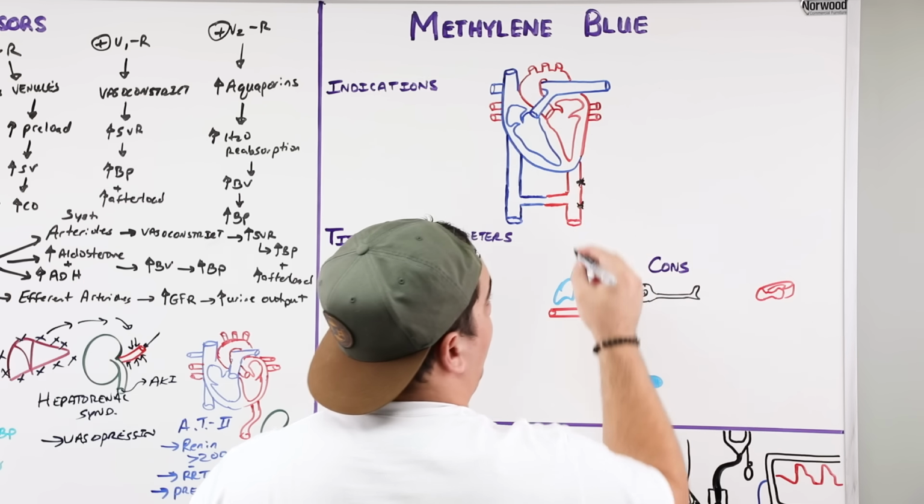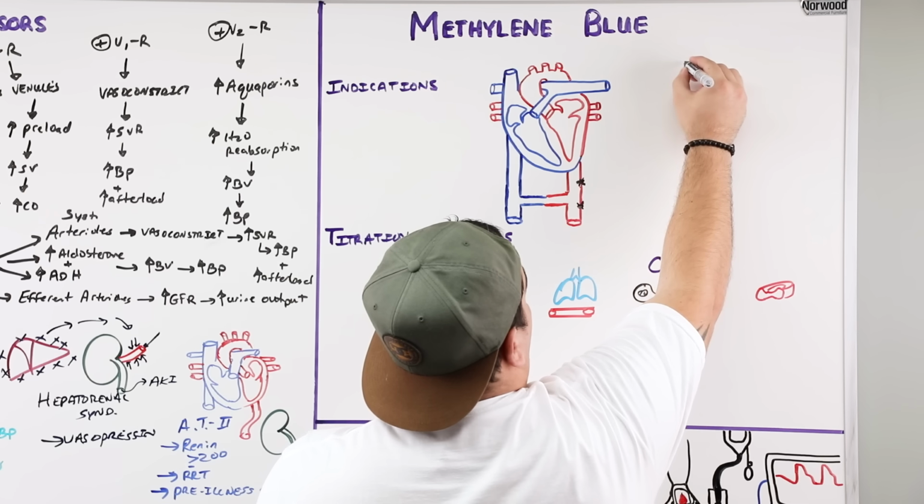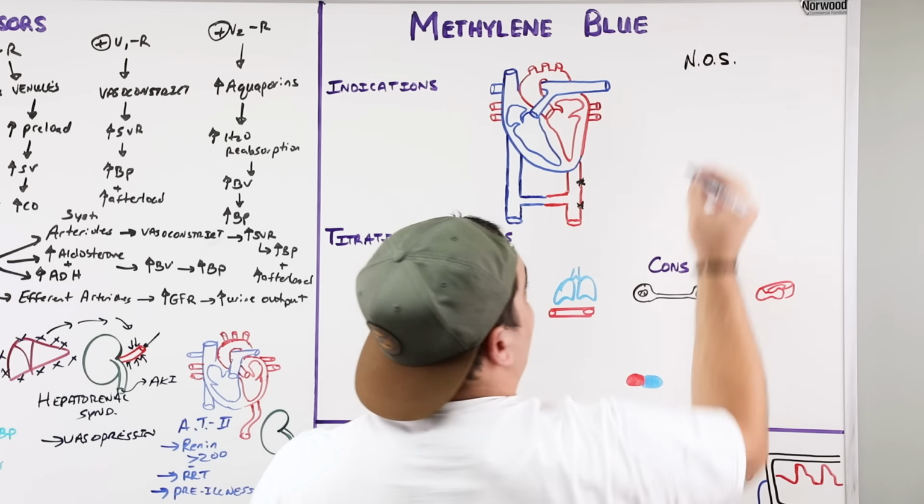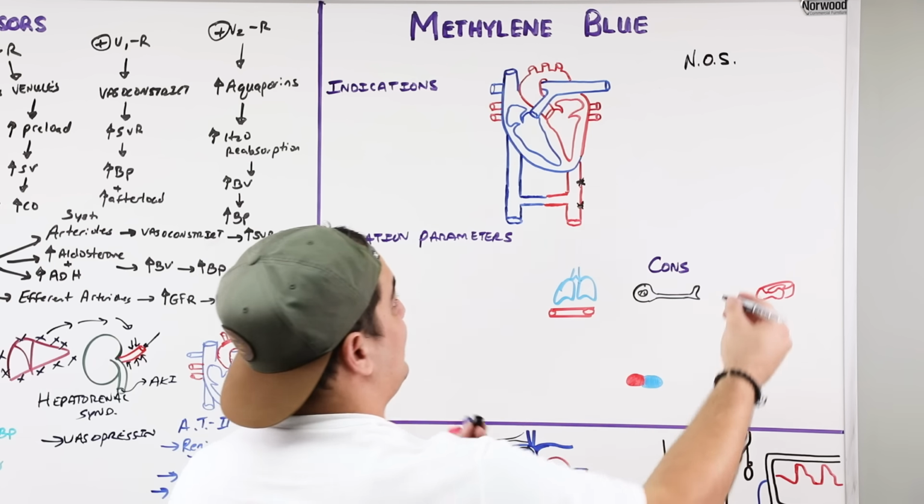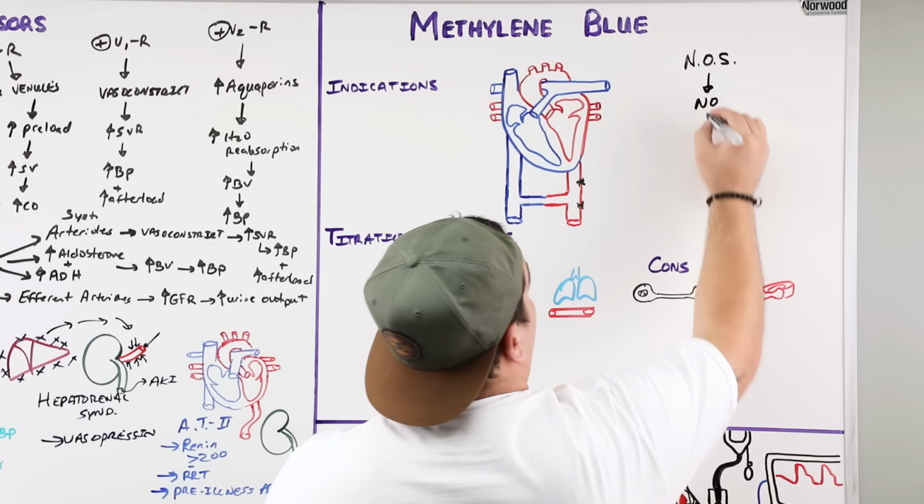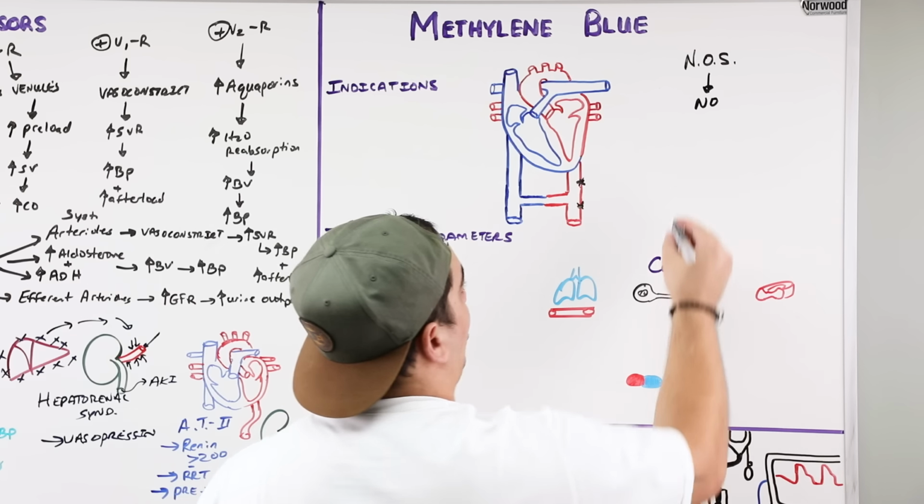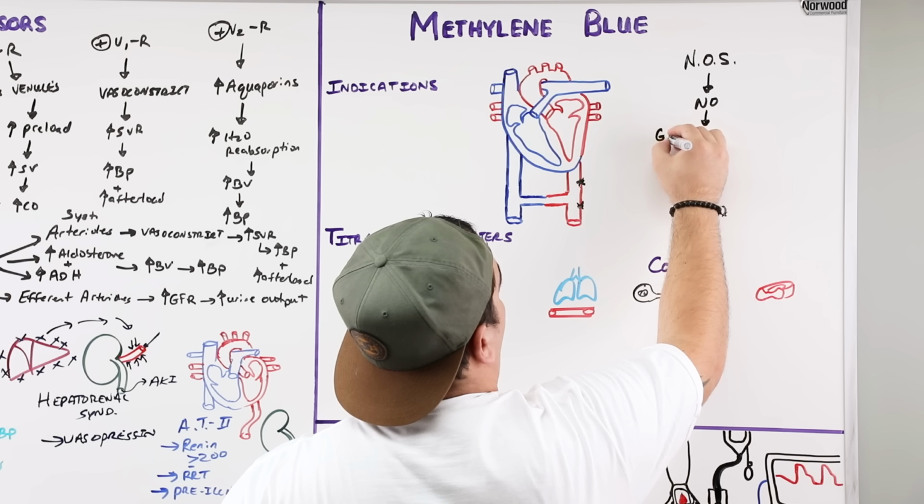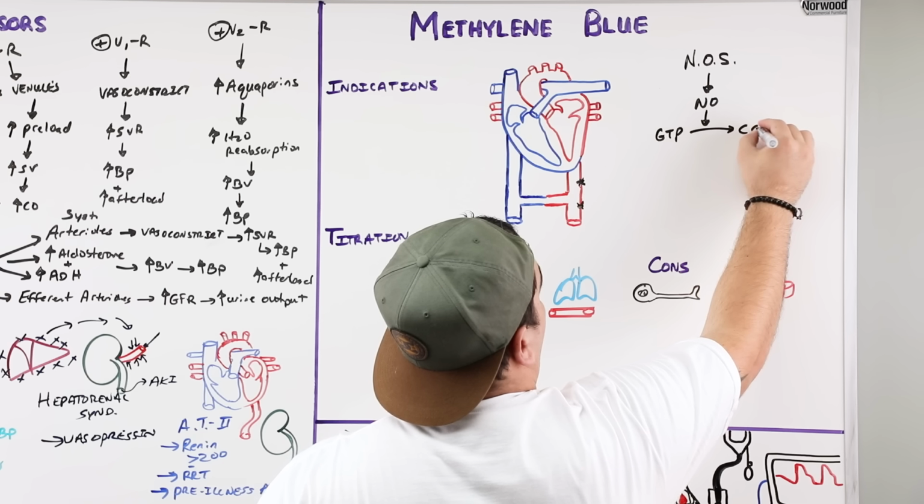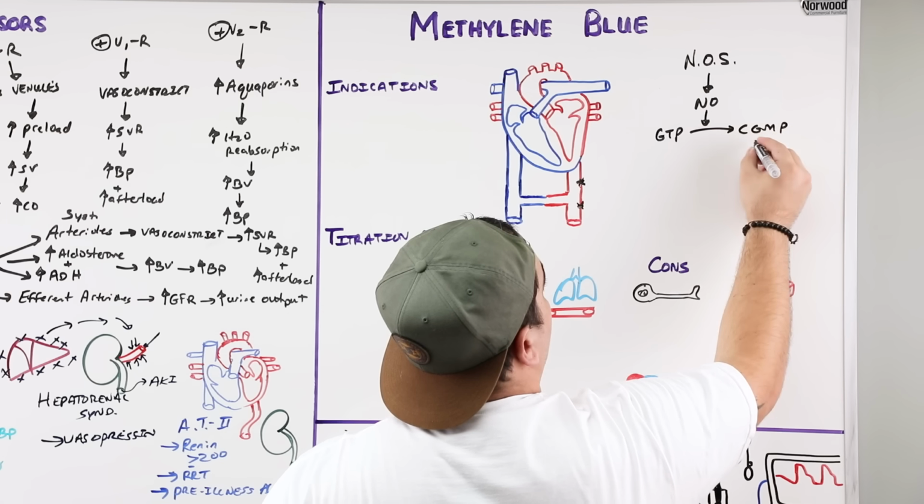What it does is, if we were to zoom in and look at the enzyme that it affects, there's an enzyme called nitric oxide synthase. What does it do? It synthesizes nitric oxide. When you synthesize nitric oxide, it helps to stimulate the conversion of GTP into cyclic GMP. Cyclic GMP then helps to stimulate the pushing of calcium back into what's called the sarcoplasmic reticulum. So it pushes the calcium back into the sarcoplasmic reticulum of the muscle.